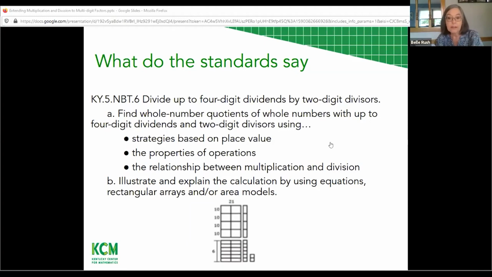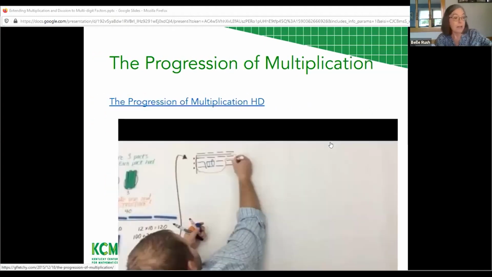So that is a look at our standards. Now, we're not going to take the time to look at this. I know many of you have seen these videos before by Graham Fletcher, where he takes you through the progression of multiplication. It starts in 2nd grade where kids are seeing equal groups and equal portions, and it takes you all the way through that progression, so you can see how what they start at in 2nd grade is building in 3rd, 4th, 5th, and so on.